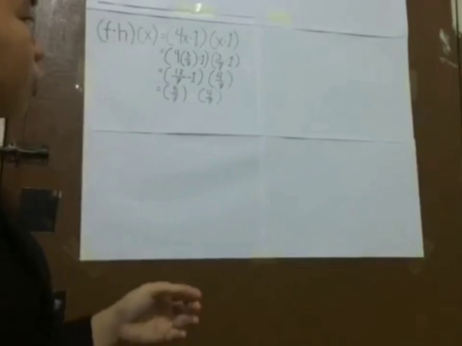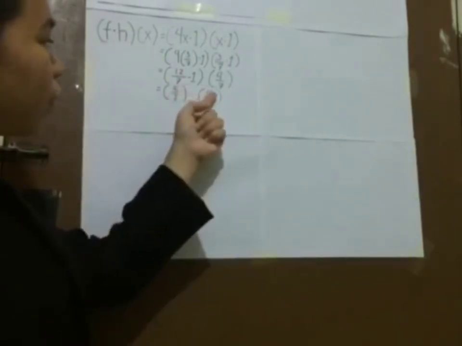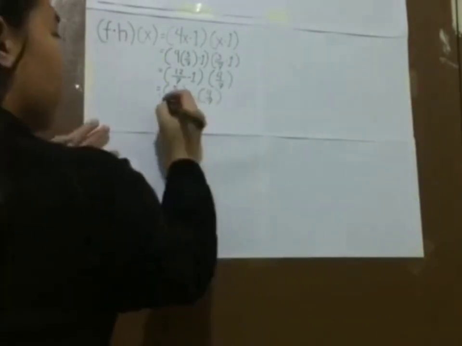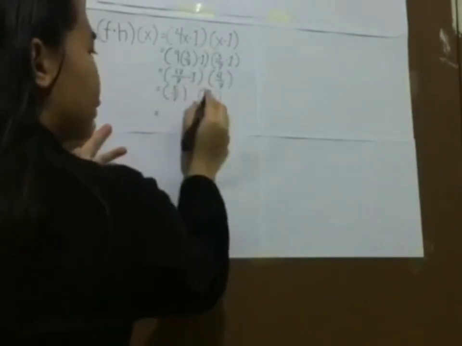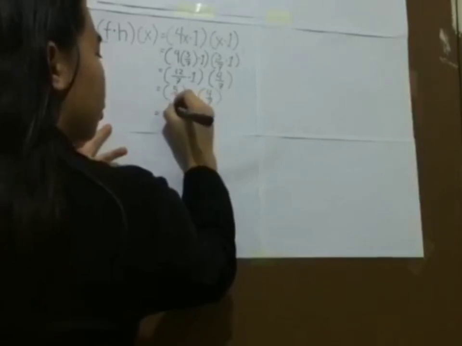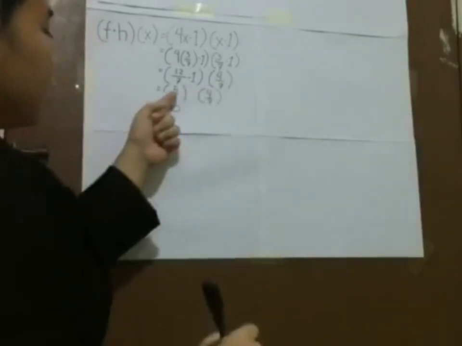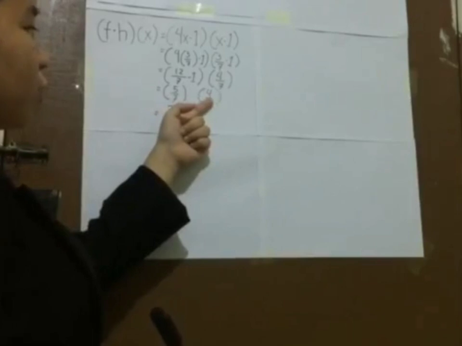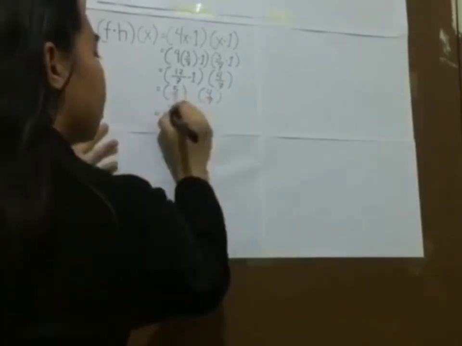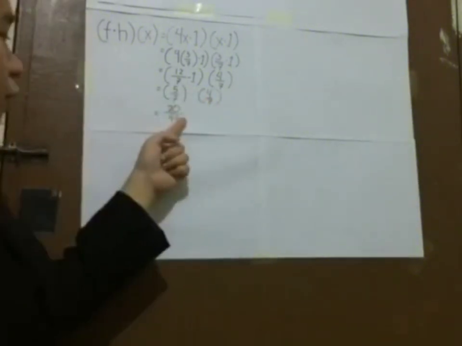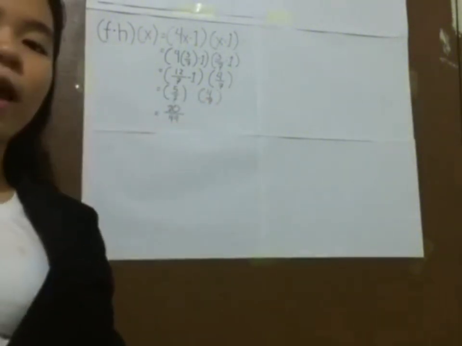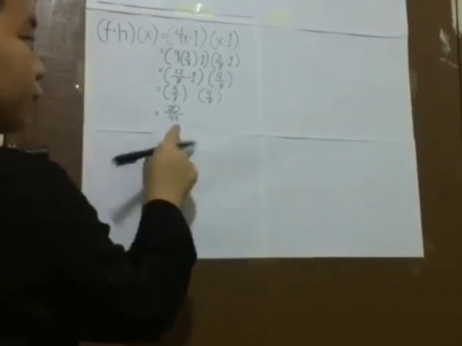And we're going to multiply it, top to top and bottom to bottom. So it will be 5 times 4 is equal to 20, and 7 times 7 is equal to 49. So 20 over 49 is our final answer.